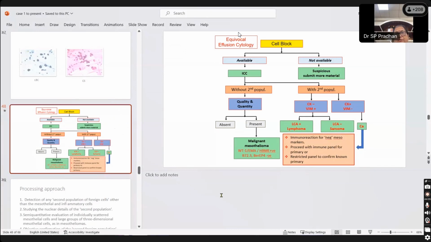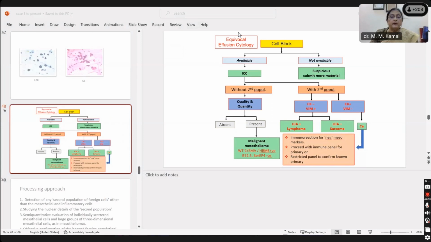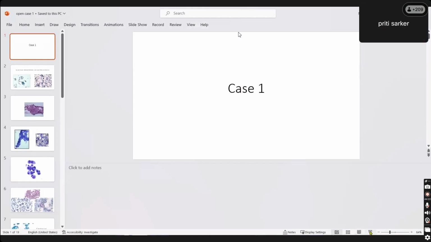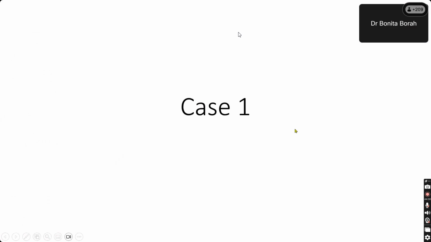So we will try to go to our cases. Any questions as far as we have reached? Any questions anyone has? No question in the chat box so far. So this was just an overview of processing and collection. Now we will go to our cases.